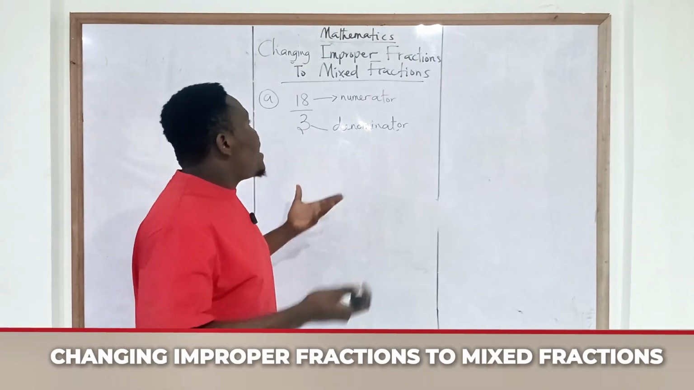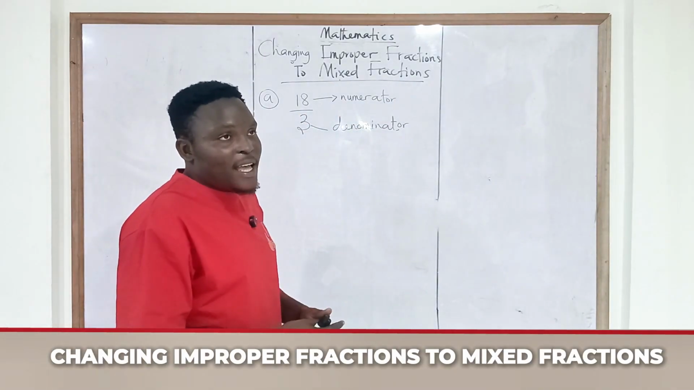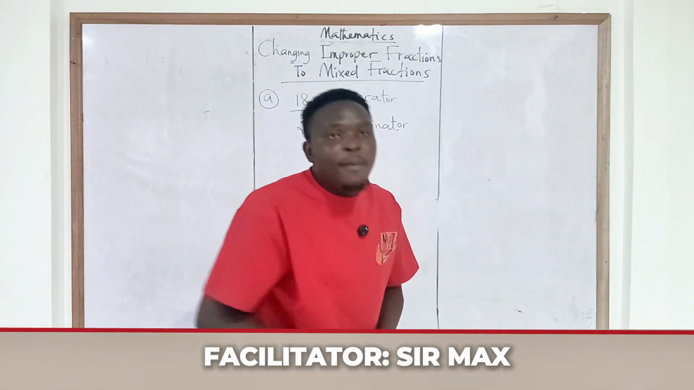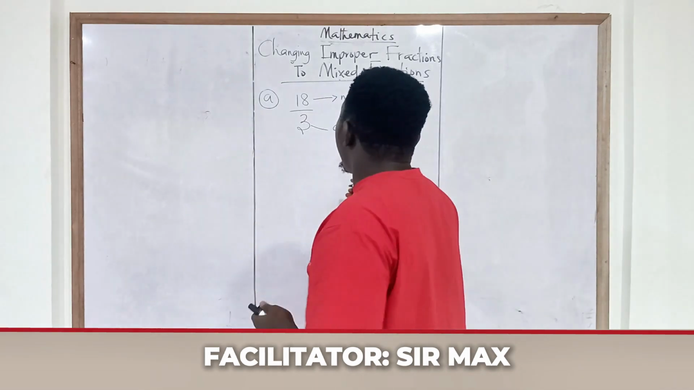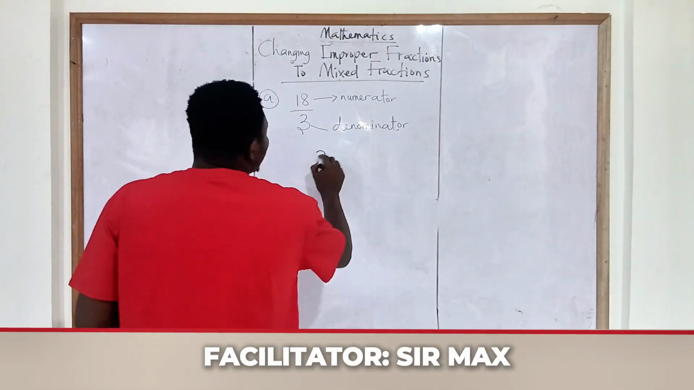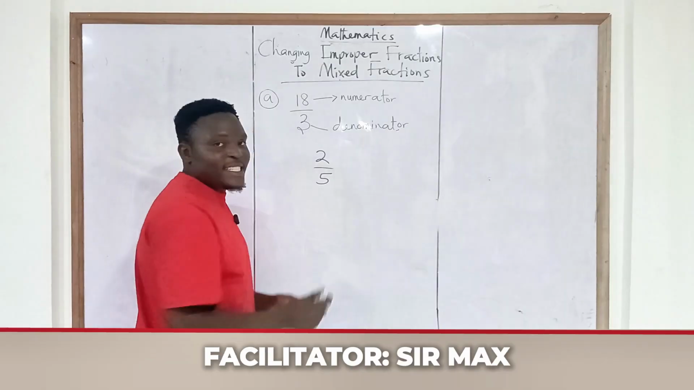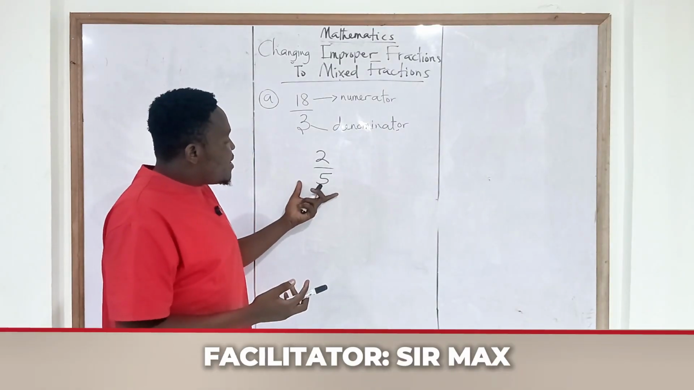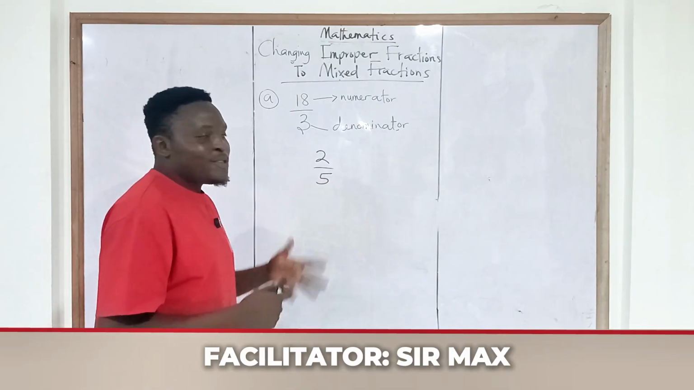So then we have mixed fraction. What is a mixed fraction? A mixed fraction is a whole number and a proper fraction. An example of a proper fraction is 2 over 5, when the numerator is lesser than the denominator. So in this instance, you see that it will be easier for 5 to carry 2.